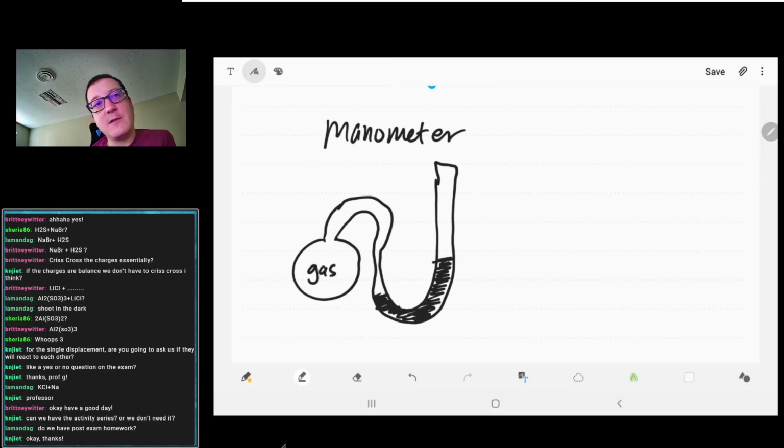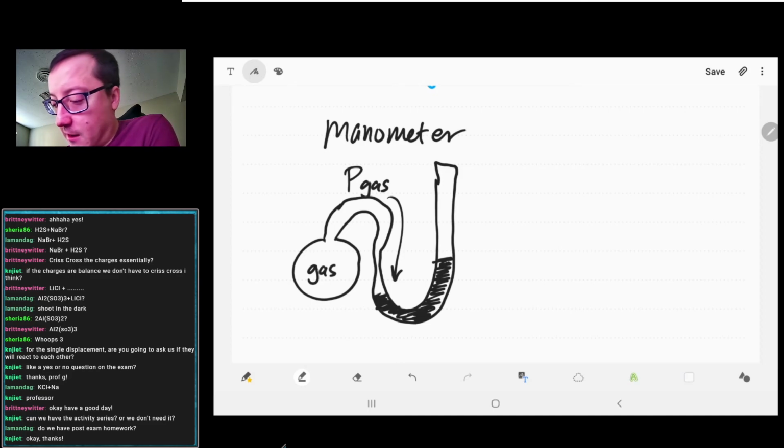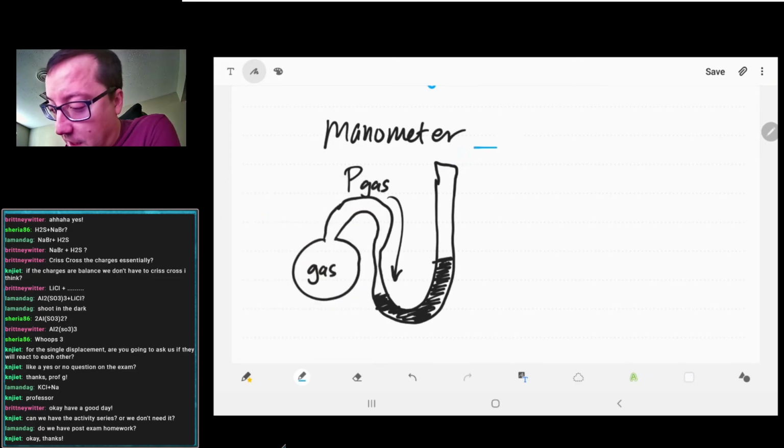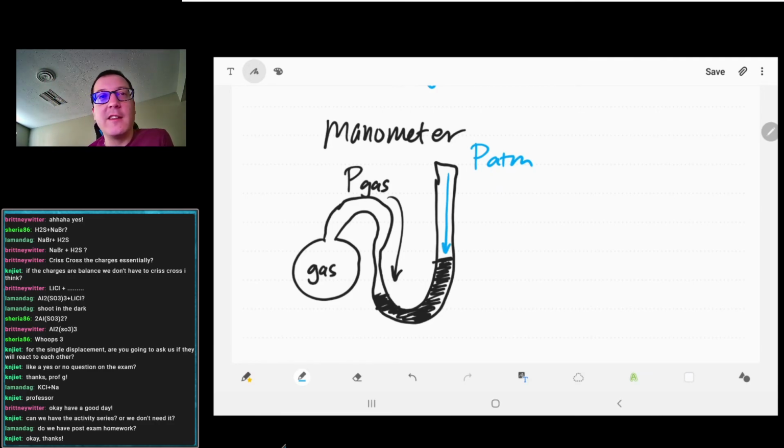And so the pressure of your gas would push down on that mercury. You could either have a second gas, but more likely you would have this open to the atmosphere. And you would therefore have your atmospheric pressure pushing down on the mercury in that side of the tube. You would see the mercury level adjust such that the pressures cancel each other out.